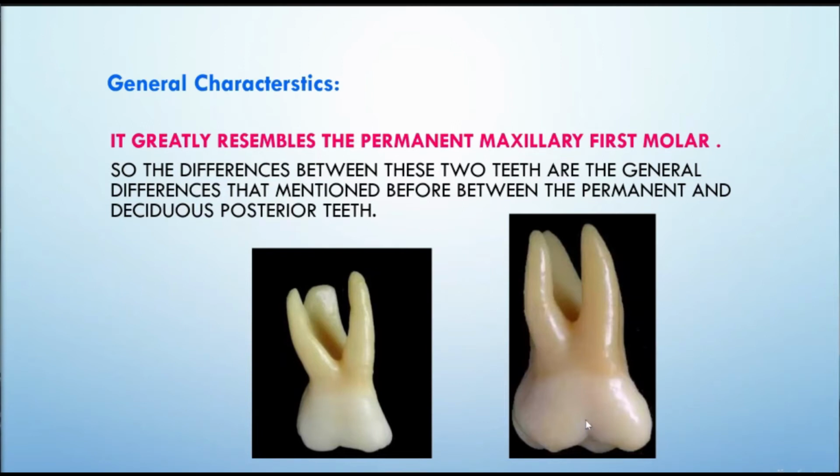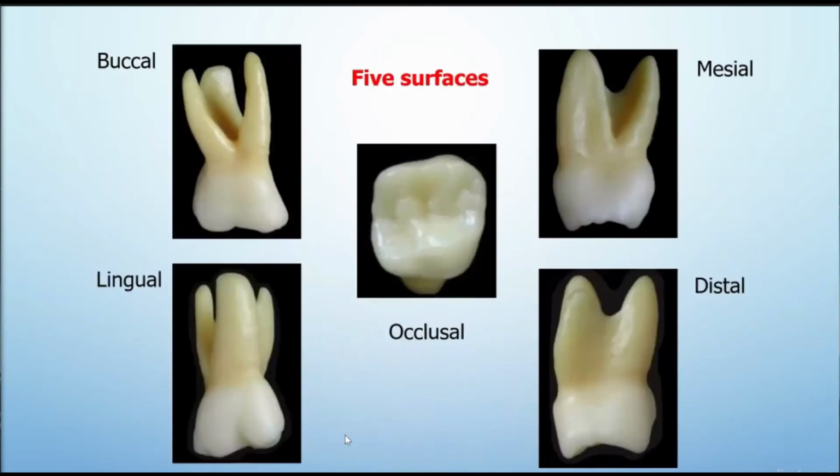You see here, the developmental groove is here, and the developmental groove is also present here. This is the mesiobuccal and distobuccal root, and this is the mesiobuccal and distobuccal root. And this is lingual, this is lingual. You can see all the concepts here. You see five surfaces: buccal, lingual, mesial, distal, and occlusal surface.